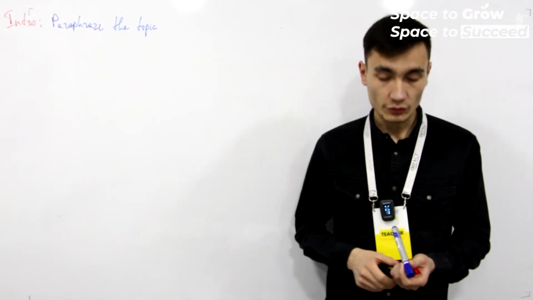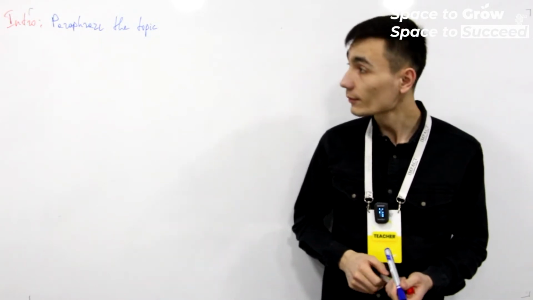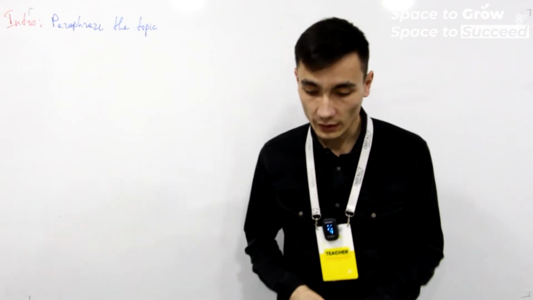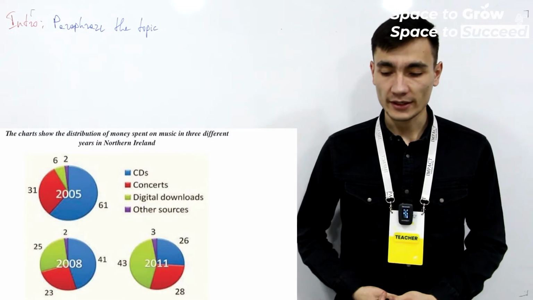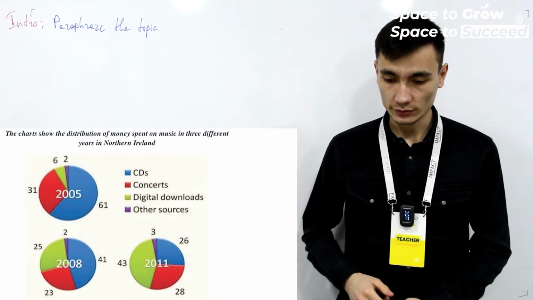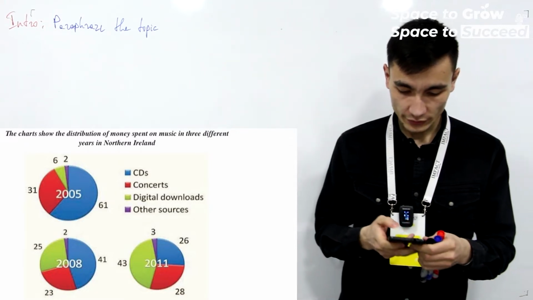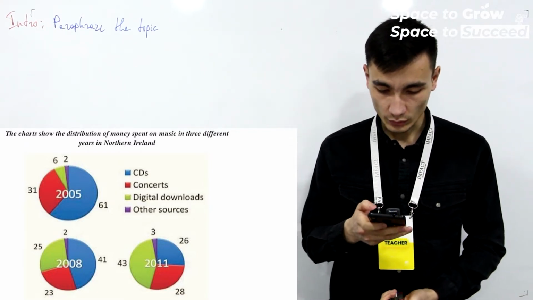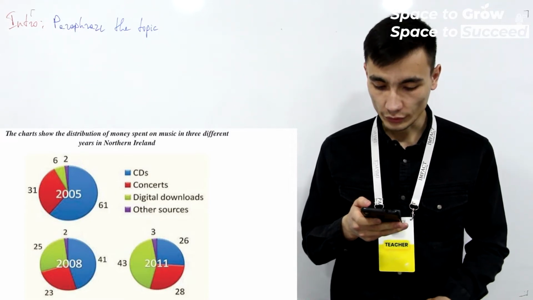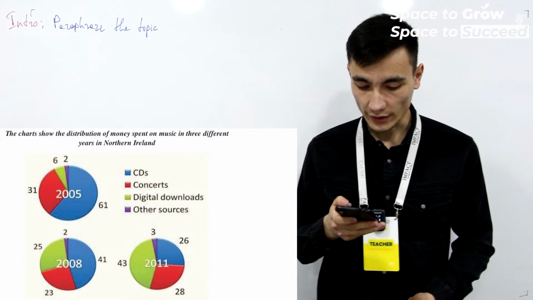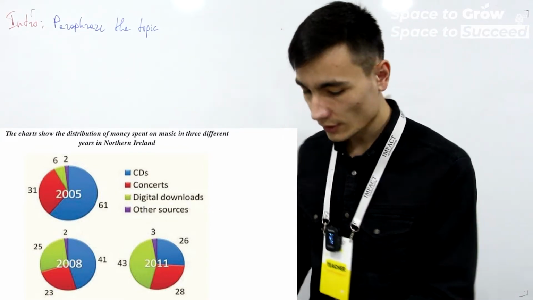And as you know, in introduction, what we have to do is paraphrase the topic. So let's just paraphrase the topic here. And our topic is as it's written. Okay, now before paraphrasing the topic, let's just have a look at this topic itself. The topic is: the charts show the distribution of money spent on music in 3 different years in Northern Ireland. So we just have to paraphrase the structure. Now let's just try to do this together.